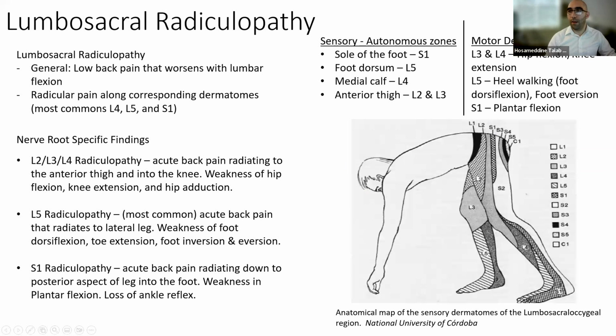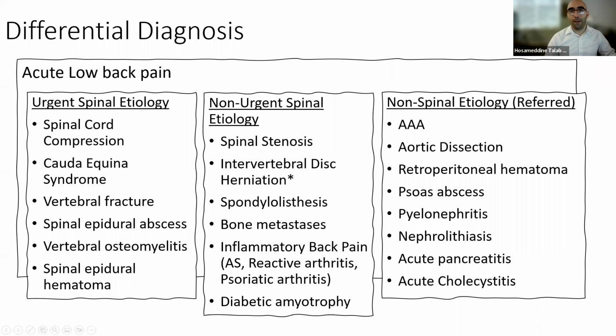And here's another image displaying the dermatomes as they appear when the person is hunched over. All right. While making a radiculopathy diagnosis, it's important to consider other causes of the radicular symptoms, especially the urgent causes: spinal cord compression, cauda equina syndrome, vertebral fracture, spinal epidural hematoma, especially in people on anticoagulation.